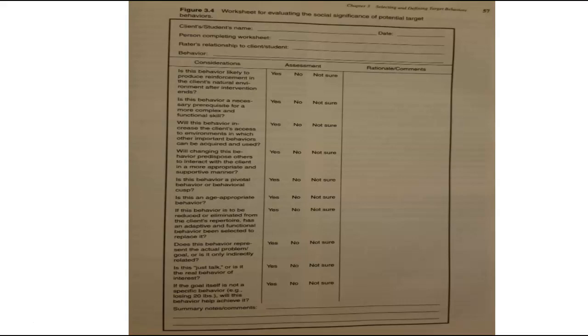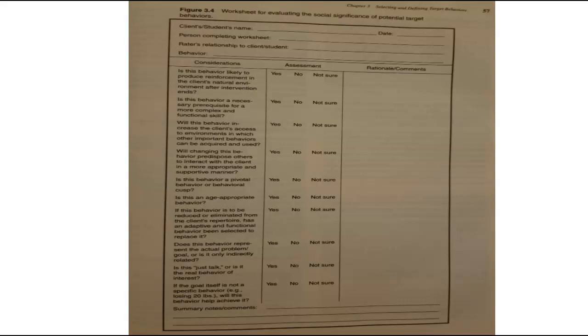Is this behavior a necessary prerequisite for a more complex and functional skill? Will this behavior increase the client's access to environments in which other important behaviors can be acquired and used? Will changing this behavior predispose others to interact with the client in a more appropriate and supportive manner? Is this behavior a pivotal behavior or behavioral cusp? So let's talk about behavioral cusp and pivotal behavior. A behavioral cusp is basically when you teach a behavior, and with this behavior, the person is able to access new or more reinforcements and environments.